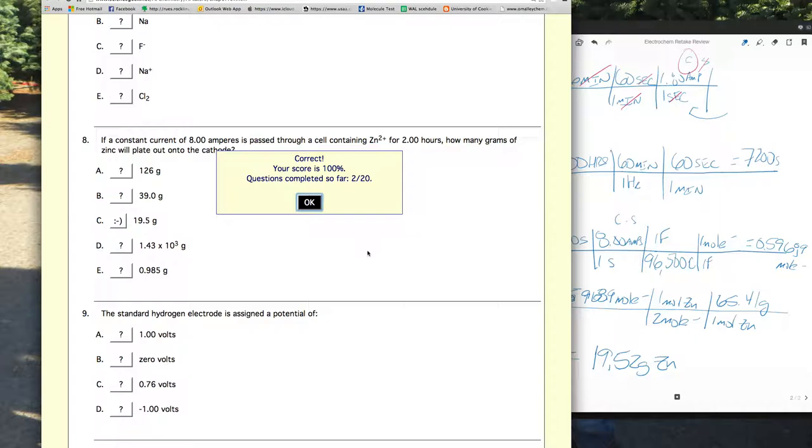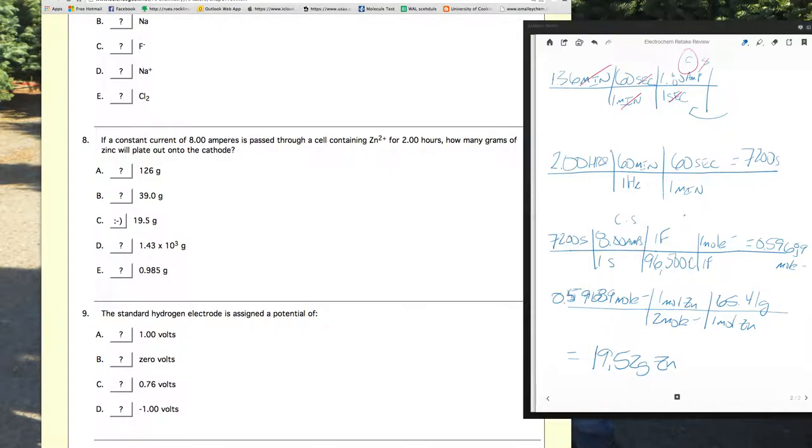That makes me happy because I didn't know how to do those at all. Okay. Well, good. Hopefully that will be good. Will there be problems having to do with time and amps, like when I was starting my Faradays? Wait, ask that question one more time. Will there be problems where we start with Faradays, not amps of time?